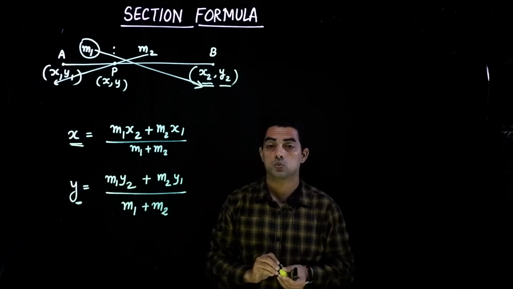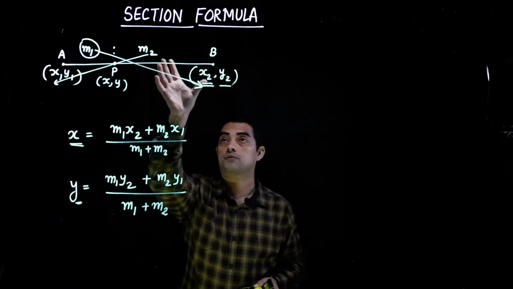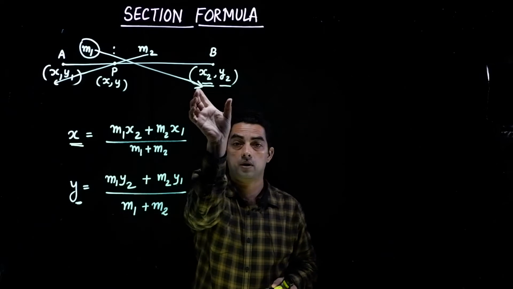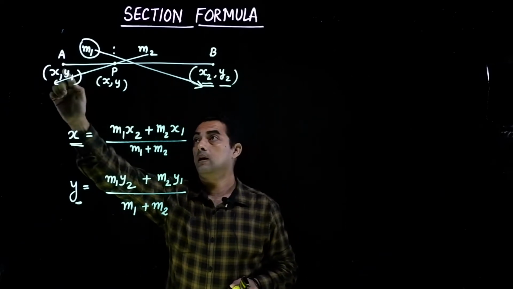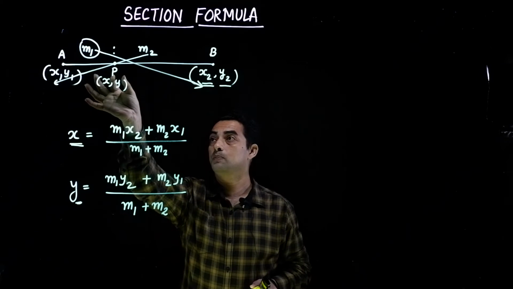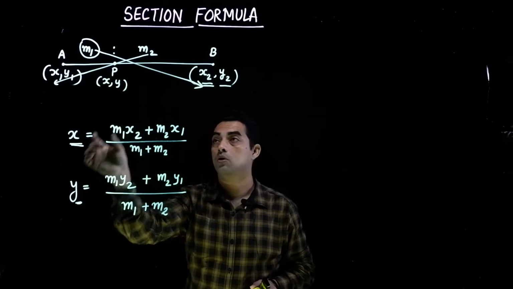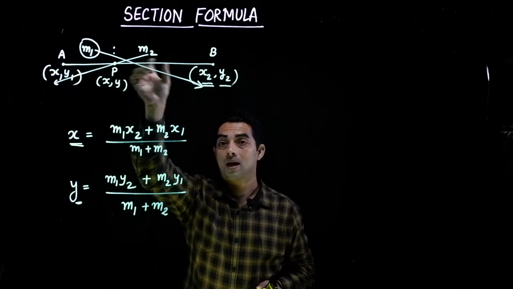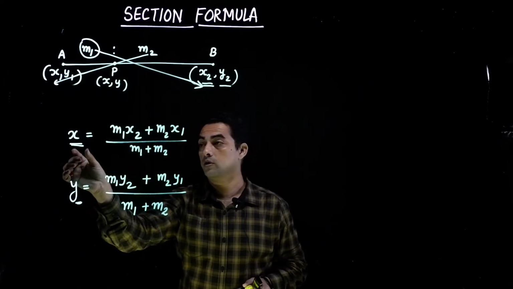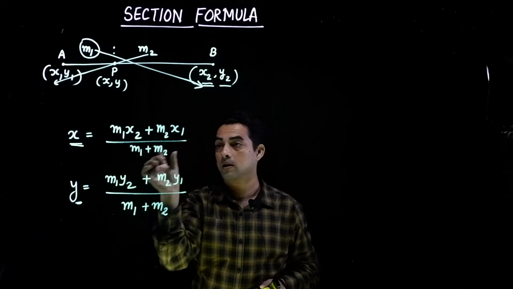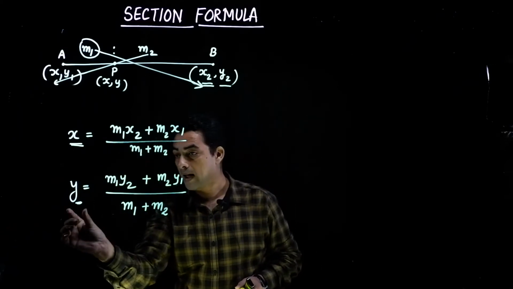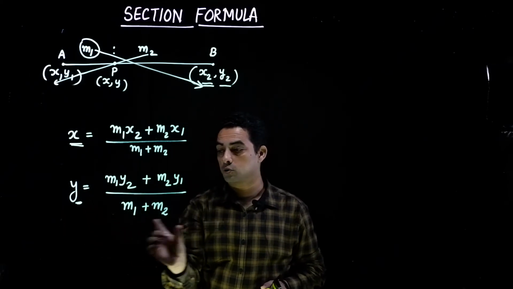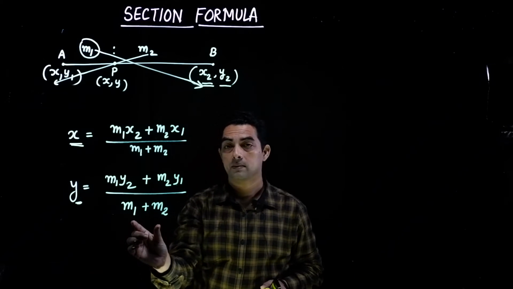Let me sum this up once again for you. In this section formula, you will be given two points, the coordinates of point A and the coordinates of point B, and a line joining them. There will be a point P whose coordinates we can easily find out, and this point P is dividing this line in the ratio m1 is to m2. So the formula for the x coordinate of point P is m1 x2 plus m2 x1 upon m1 plus m2. For the y coordinate, the formula becomes m1 y2 plus m2 y1 upon m1 plus m2.